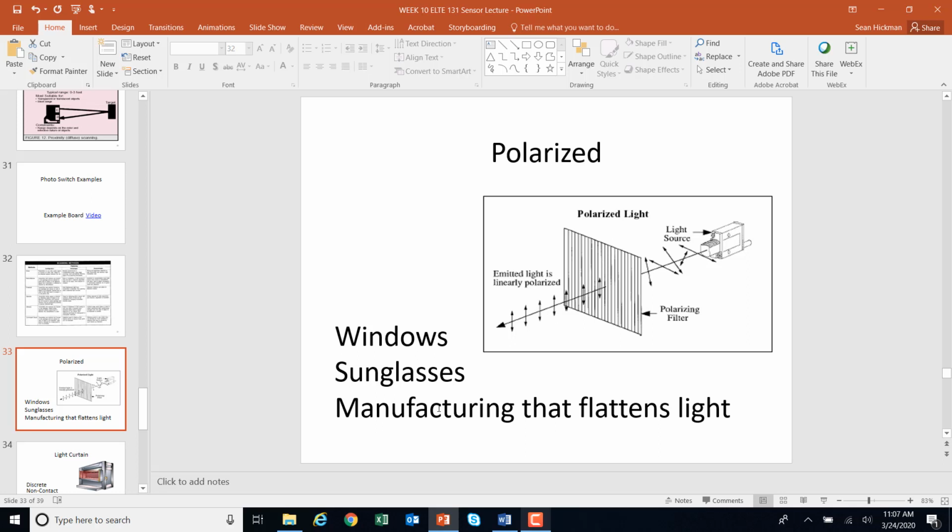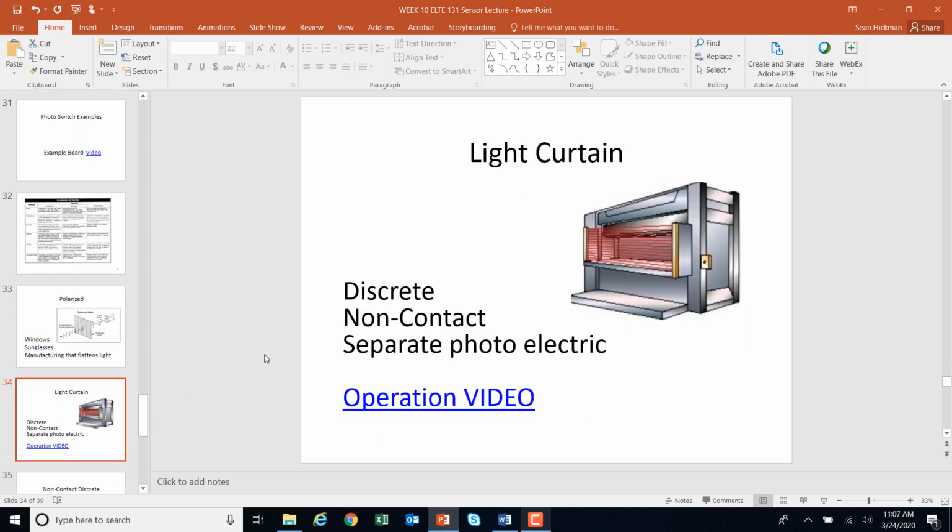So manufacturing, if we have something that's shiny, like a can or something on top of a can that somehow flattens the light, well, that might be a good application for polarized, and then we would be able to sense the objects there. Let's take a look at a light curtain.